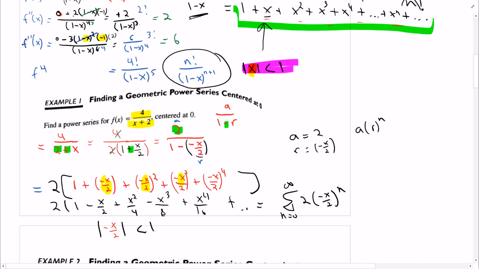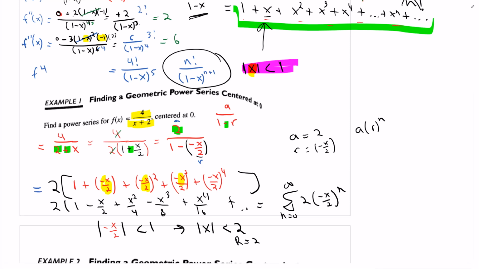Again, we don't want to leave it like this because we want to be able to see our radius of convergence. So we really should multiply both sides by 2, which would give us, and the negative is unimportant inside the absolute value, so it's just going to be the absolute value of x is less than 2. So the radius of convergence is 2. The interval of convergence, since we're centered at 0, is going to be from negative 2 to 2.